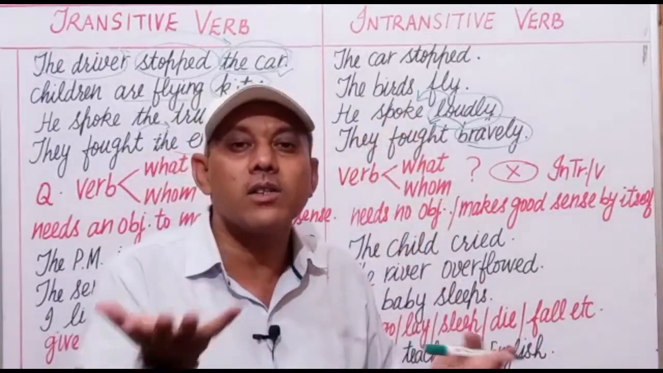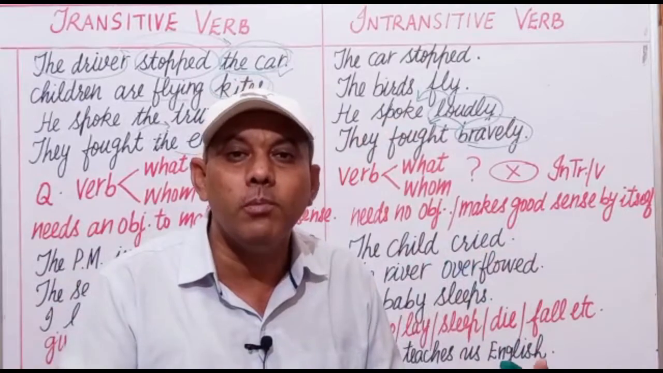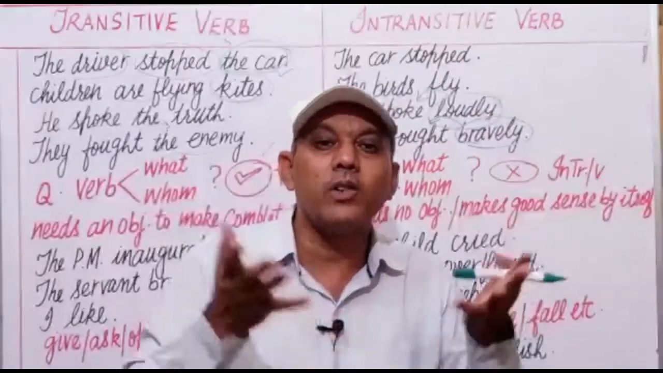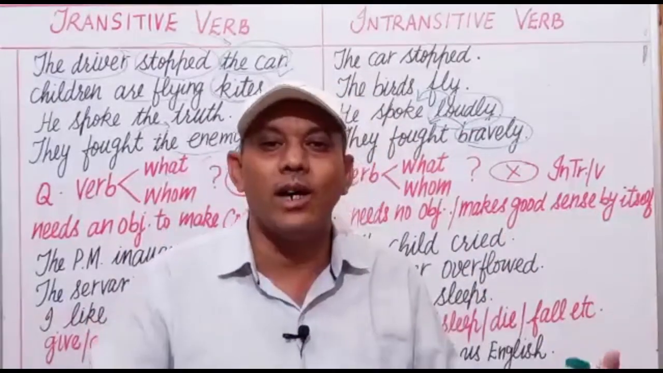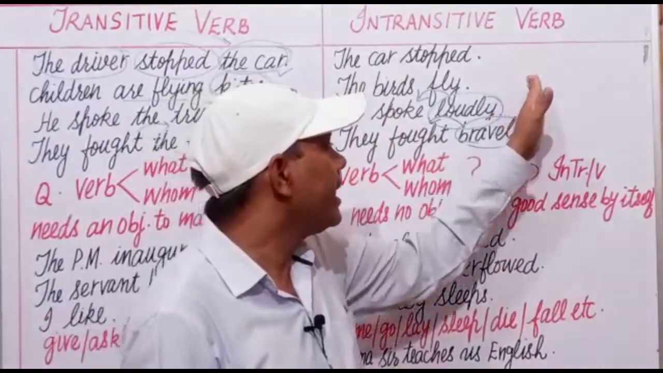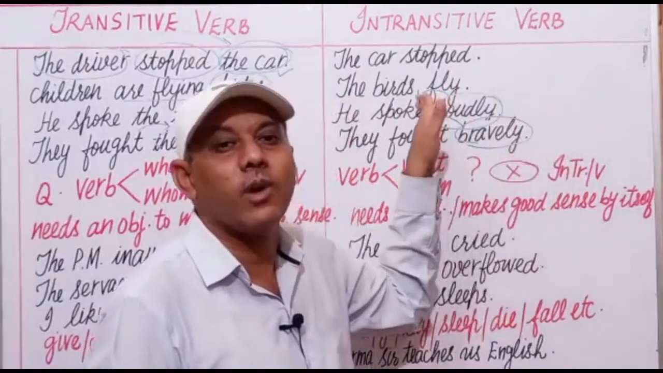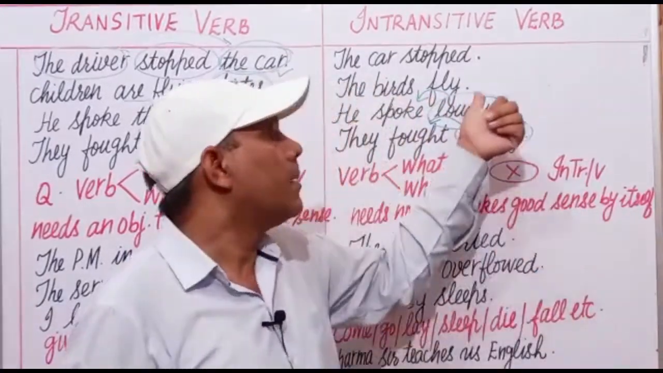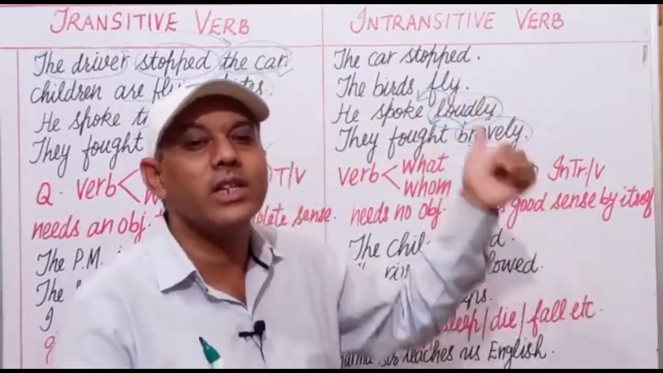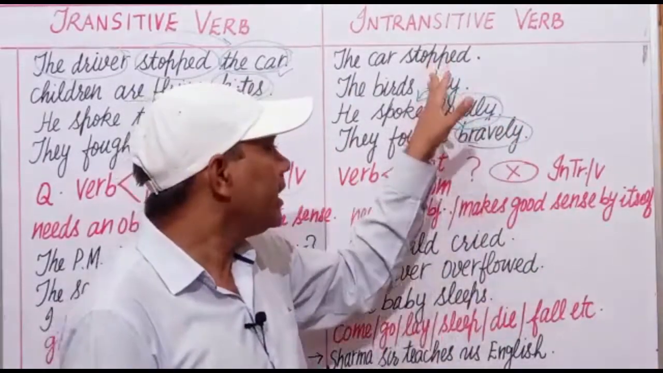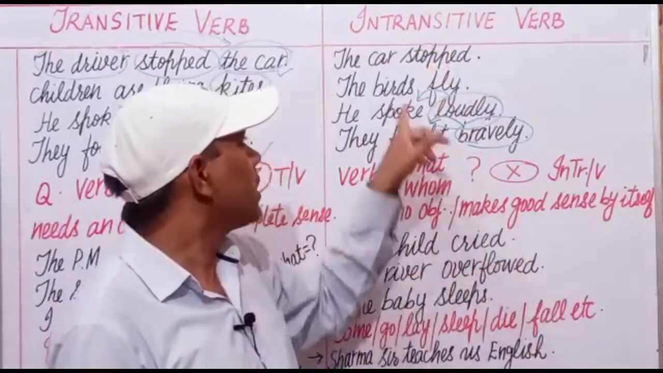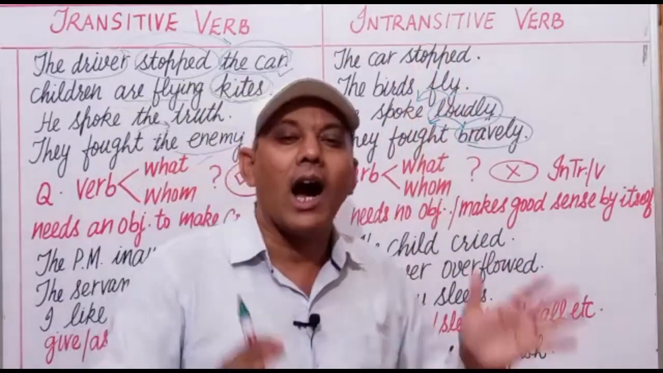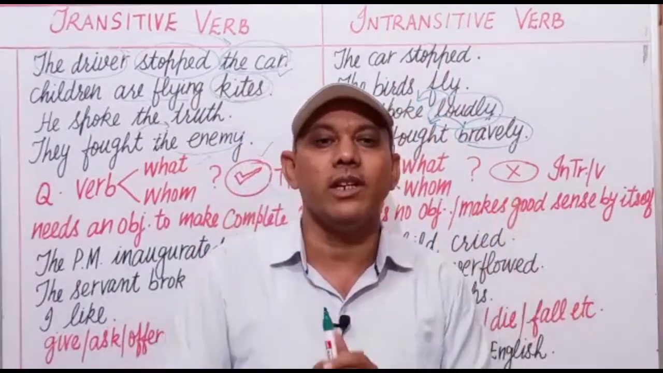Spoke loudly. The spoke what? Spoke to whom? No answer. And they fought bravely. They fought whom? Still no answer. It means there is no object to these verbs, and these sentences need no object to complete the sense or meaning of these sentences. So, in these sentences, the verbs stop, fly, spoke, and fought are used intransitively.